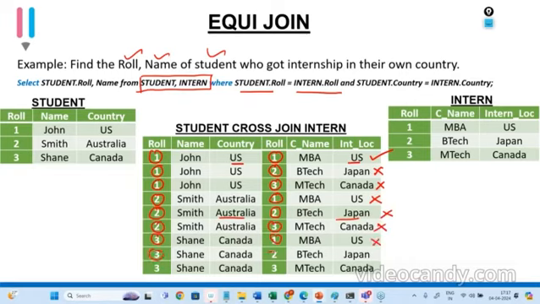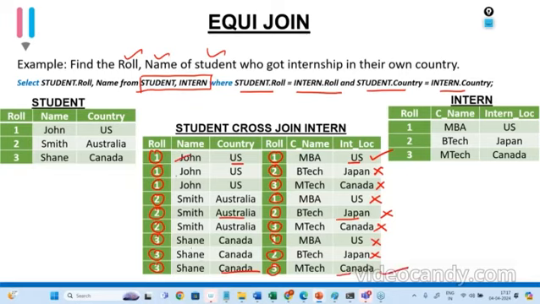Student role is equal to intern role? The first condition is false. Student role equal to intern role, yes. Now the second condition, student country equal to intern country? Yes. So this is selected. So yes, we are getting the same good result, that 2 rows are selected, one of John and one of Shane.